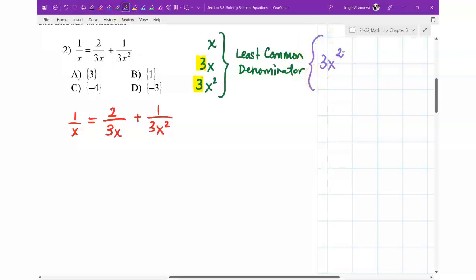Because 3x squared can be divided by all those 3 denominators. X can divide it, 3x can divide it, 3x squared can divide it. Okay, again, how did I get 3x squared? I said, okay, let's look at the numbers. What numbers do they have? Well, they only have a 3, so I wrote 3. What about the letters? Well, they have an x. What's the highest power? X squared, so use that. Okay, now what do I do with this number? I'm going to multiply everything by 3x squared.